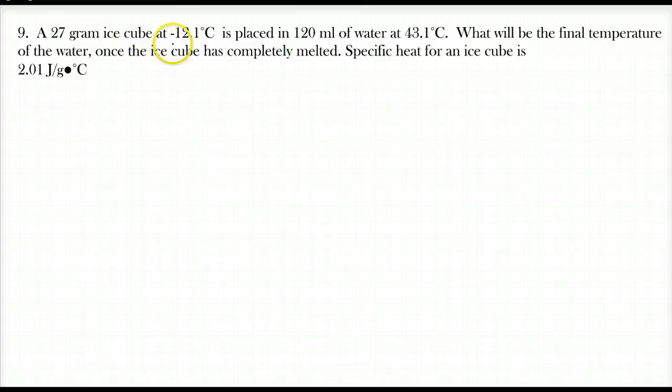A 27 gram ice cube at negative 12.1 degrees Celsius. So this is key: we're below the freezing point or melting point of the ice cube. It is placed in a certain amount of water at 43.1 degrees Celsius. What will be the final temperature of the water once the ice cube has completely melted? The specific heat for the ice cube is 2.01. Interestingly, the specific heat for water in a liquid state is 4.18 joules per gram per degree Celsius.